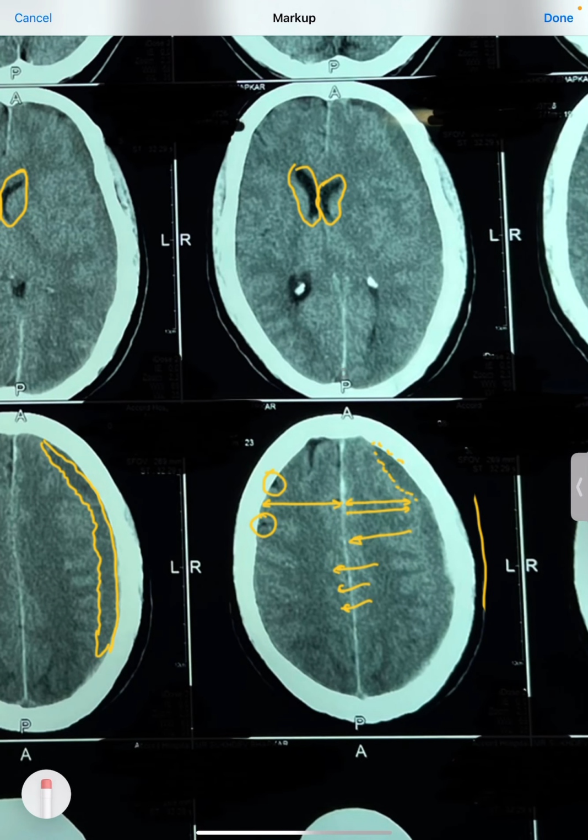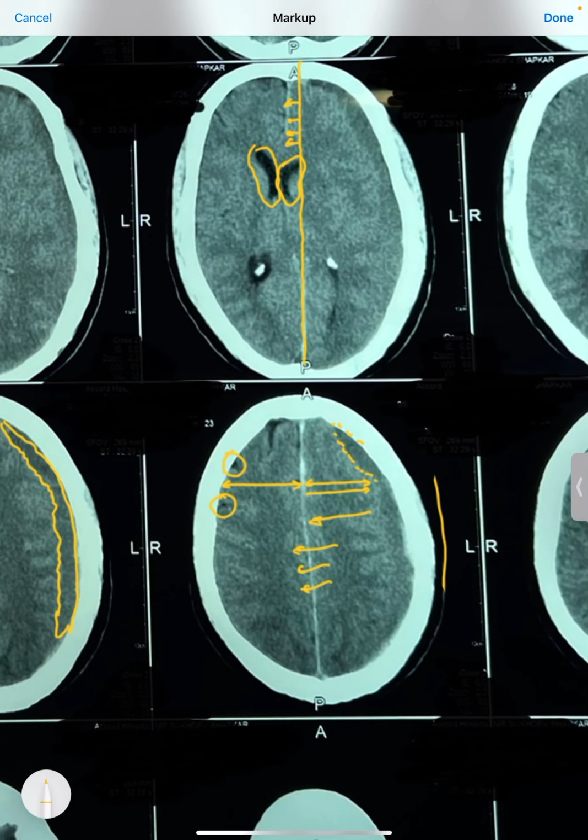Midline has to be here in the center, basically. But because of the mass effect, the brain is shifted to the right side. And this is very clear.